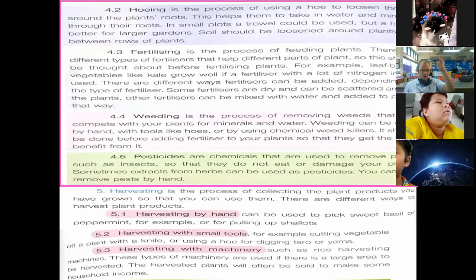Watering, hoeing, fertilizing, weeding, pesticides. Water to make the plant live, hoeing to make the soil rich and full of nutrients, fertilizer adding food to the soil, weeding to remove plants we do not want, pesticide to remove insects or animals we do not want. Okay, so next time we'll look at what happens when we finish growing and when we start to harvest, and how we can harvest effectively.